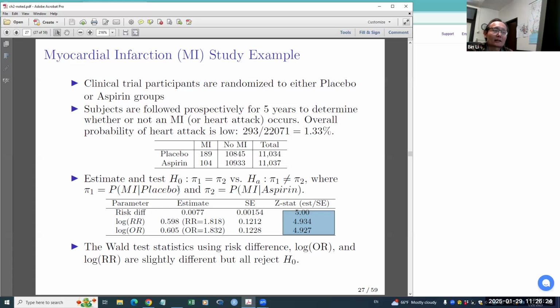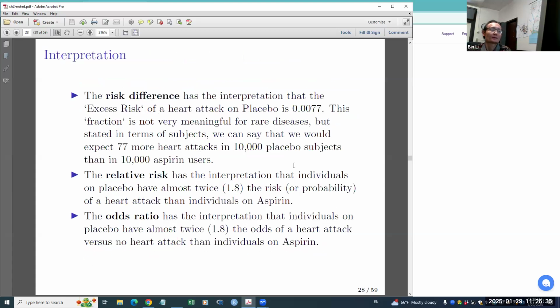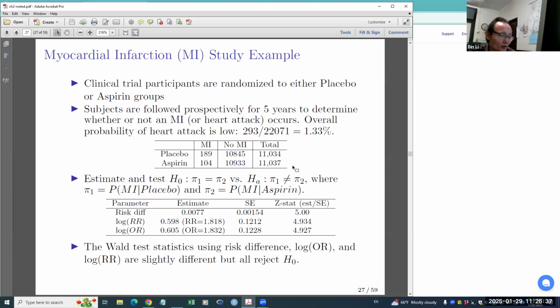So which one is higher? Of course, it is the placebo group, right? And this one is much lower, okay? And not just much lower, it's significantly lower.